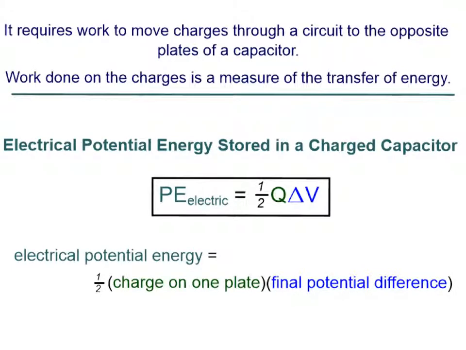Now let's take a look at electrical potential energy and how that is going to relate to a capacitor. Realize that it requires work to move charges through a circuit to the opposite plates of a capacitor. So work done on those charges is a measure of the transfer of energy. And we can look at the electrical potential energy stored in a charged capacitor as being equal to 1/2 times the charge on one plate times the potential difference.